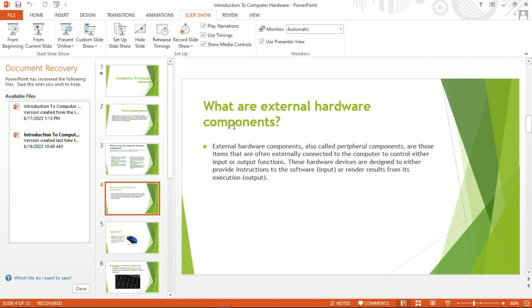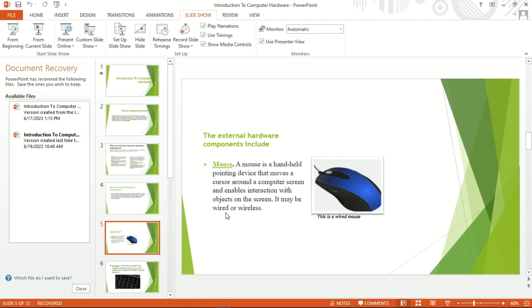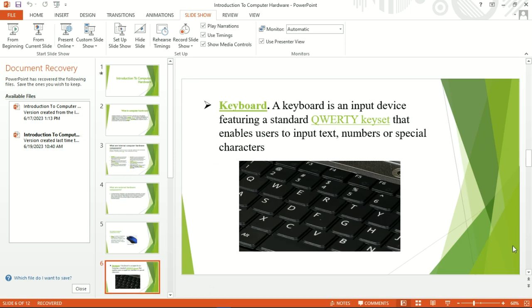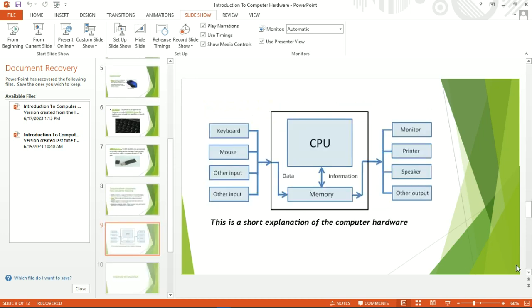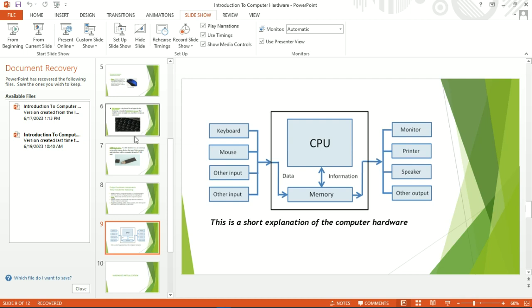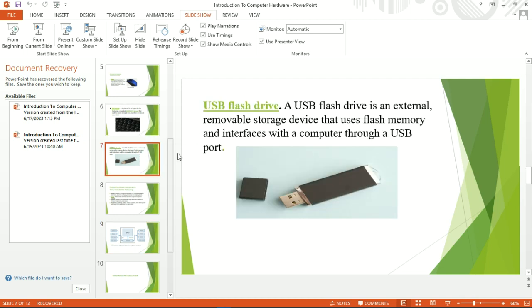So what are the external hardware components? We have said that there are internal and external. The external ones are also called peripheral components. They are found outside the computer. They include the mouse, which you all know, the keyboard, and we can see the picture of the keyboard, and the USB flash drive, you can see the picture.